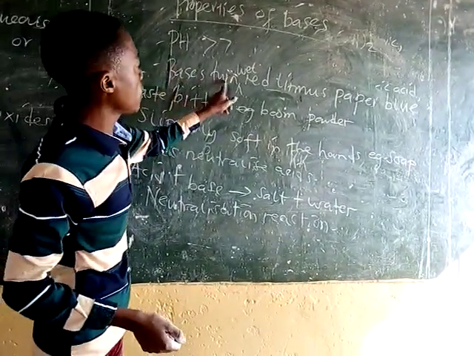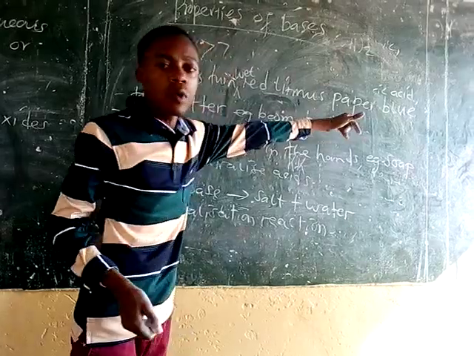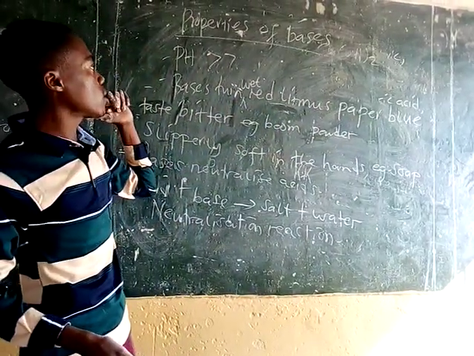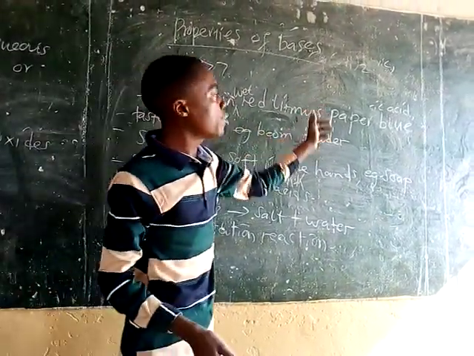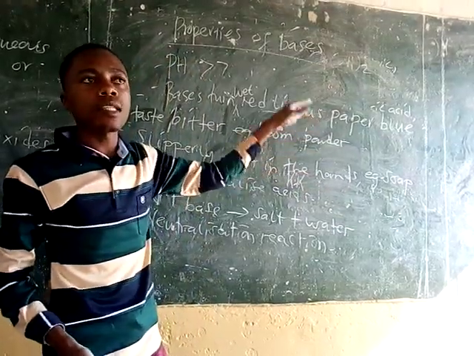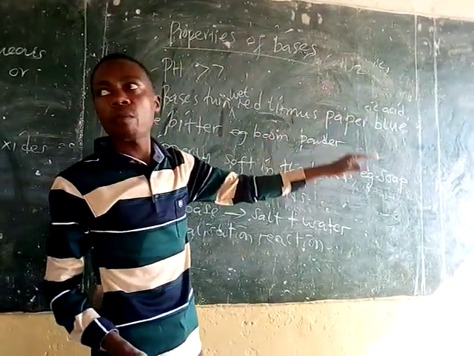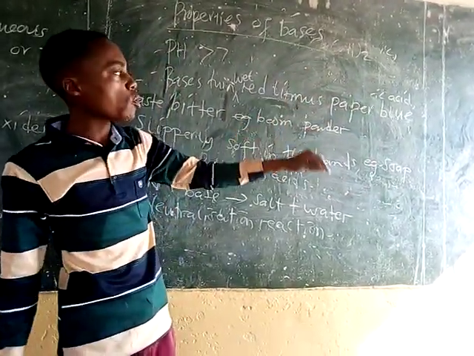So bases turn red litmus paper blue. In the case of acids, they turn blue litmus paper red. Acids turn blue litmus paper red. That is another property of acids.